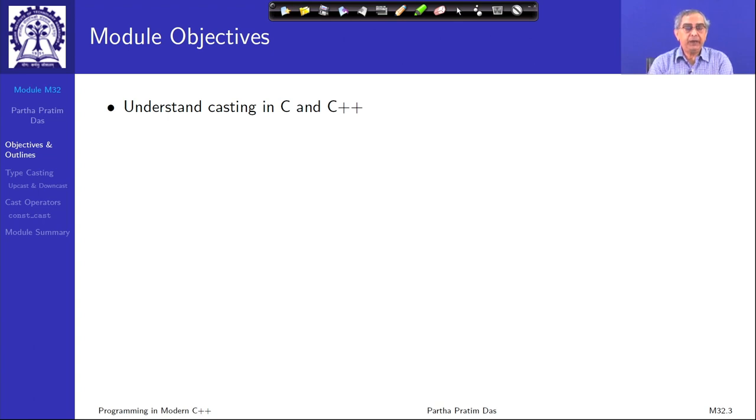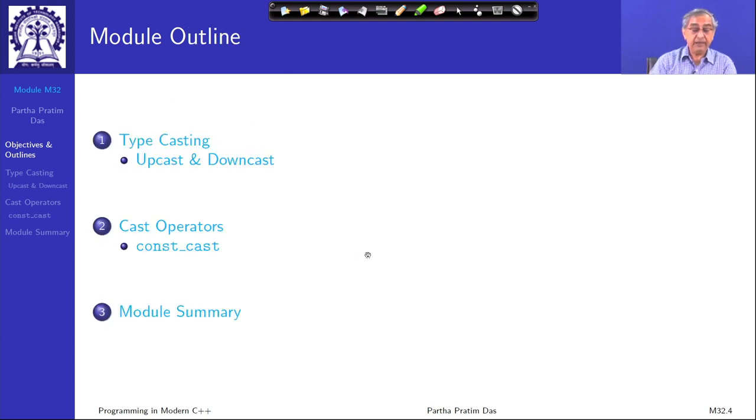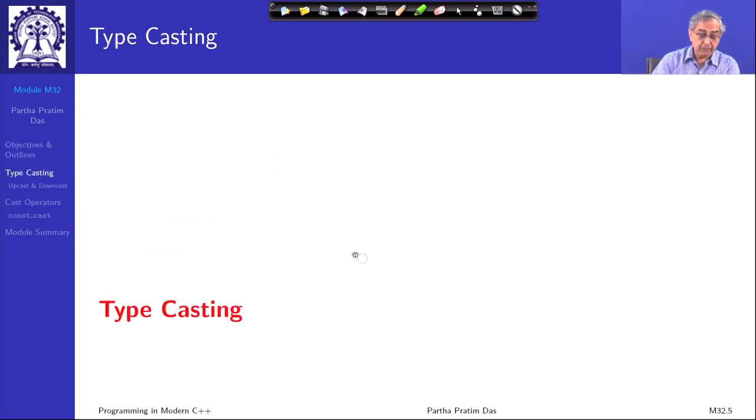You would recall that in module 26, we talked about casting, particularly in the context of C. Now, we will look at how casting behaves in C++, what is the very significant difference between typecasting in C and in C++, and how to do it rightly in C++. So, this is the simple outline.